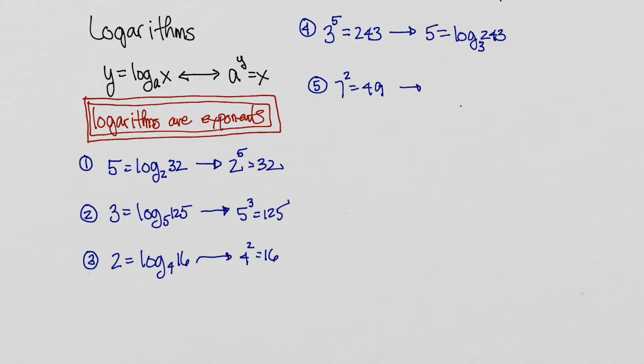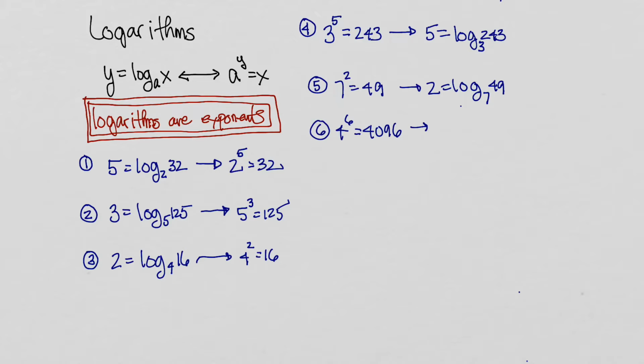So what about this one here? 7 squared is 49. So let's write this in logarithmic form. Logarithms are exponents. The exponent here is 2, so 2 is the log. The base here is 7, so we'll drop our 7 down there, and the only number left is 49.